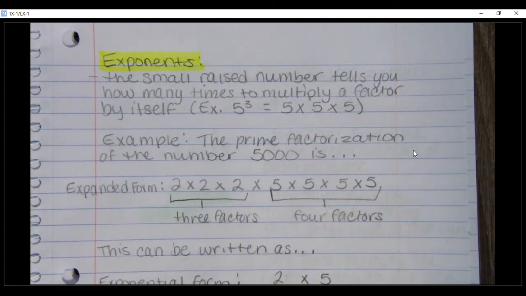The reason we're talking about exponents with prime factorization is that sometimes when we write prime factorization, we have numbers repeated over and over again. Mathematicians can be lazy sometimes, and they don't want to write these numbers over and over. So instead, they have a shortened form, and that's where exponents come in.